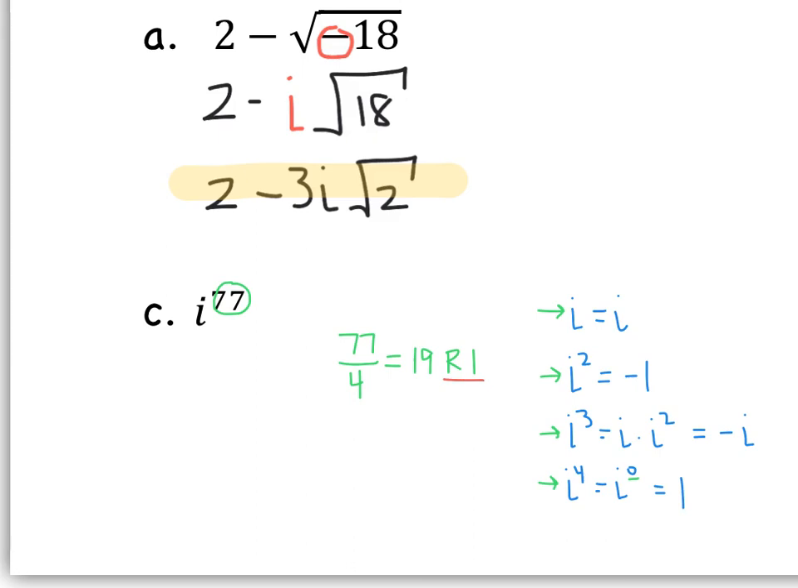This remainder portion is the key, because this becomes the new power. So i to the 77th is really equivalent to i to the first power, that new power, which was our remainder. If we look over here at our side notes, i to the first power we simply leave as i. So i to the 77th is equivalent to i. When you are simplifying powers of i, you will get an answer of i, -1, -i, or 1. Those are the options.